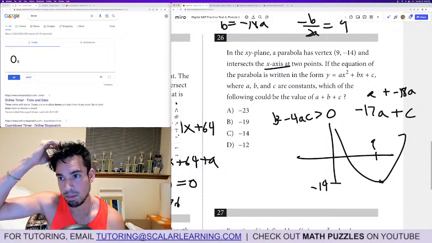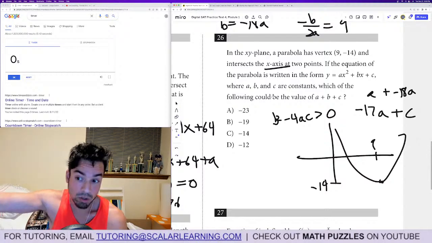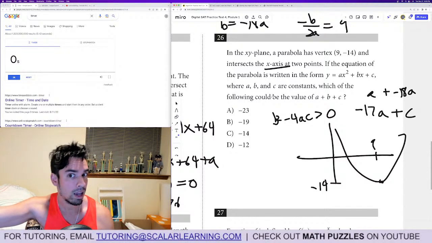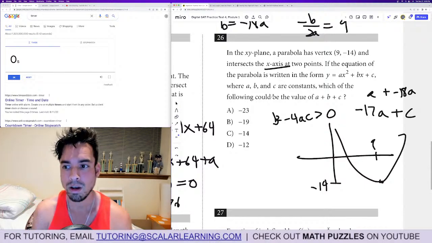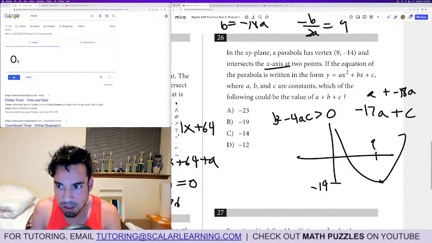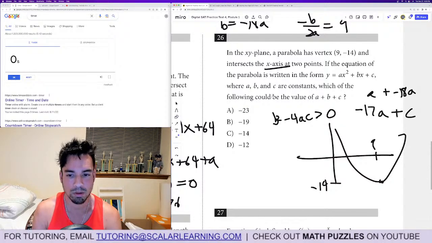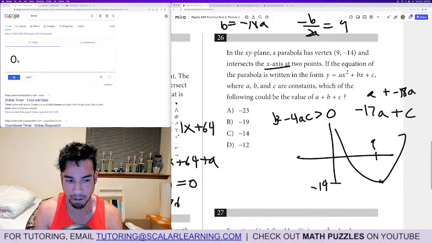So we know that b equals negative 18a, which means that a plus b is negative 17a. And we know that a is positive, so it's a negative number. So it's a big negative number, negative 17a. But the thing is, how do we know anything about c? That's my question. How do we know anything about c? And in these cases, it's usually one of those extreme values. The right answer is probably going to be negative 23 to negative 12. That's my guess. Because then the other three would be too high or too low.